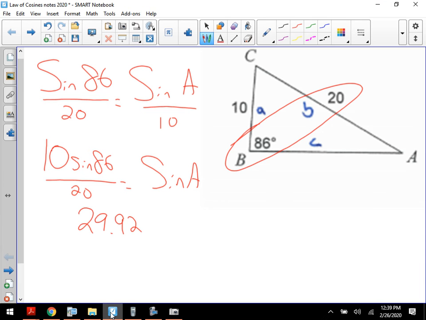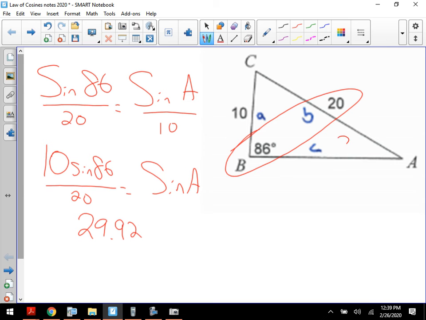So in the problem, you would write in where you had 29.92. Now you have 2 out of the 3 angles of the triangle. How many degrees are in a triangle? 180. So you just back out those 2 angles and you'll be left over with angle C. I know it's going to end in a 0.8.